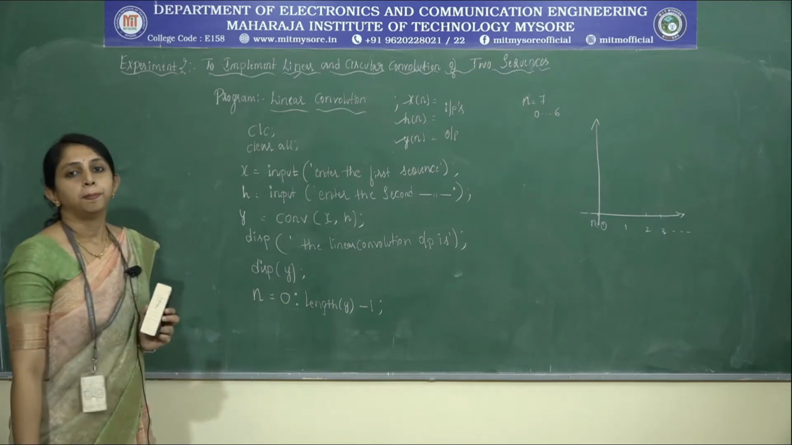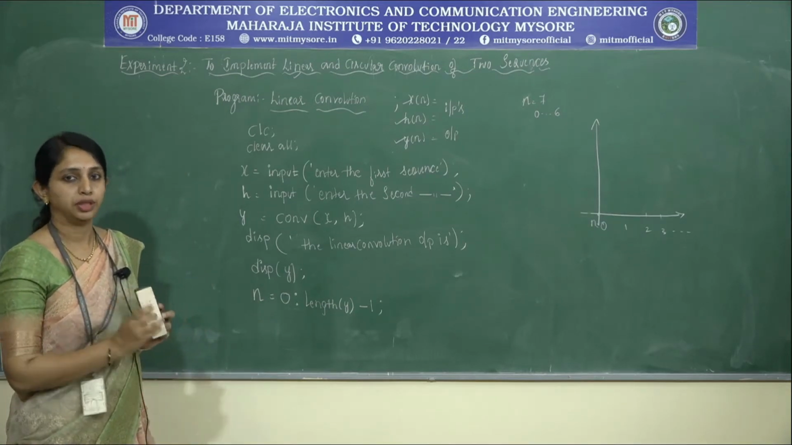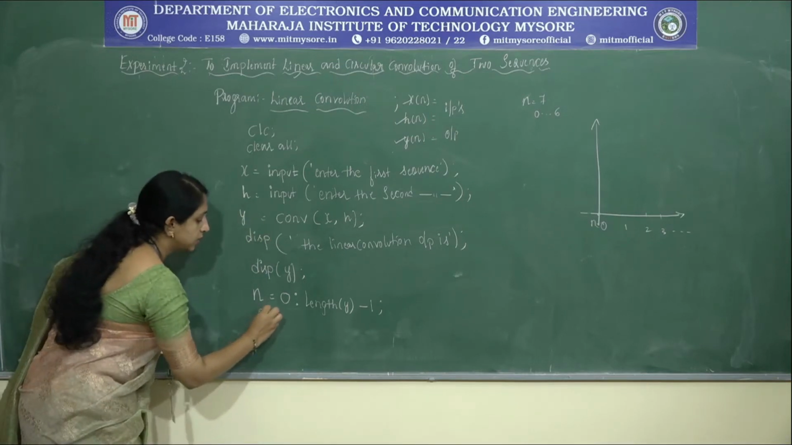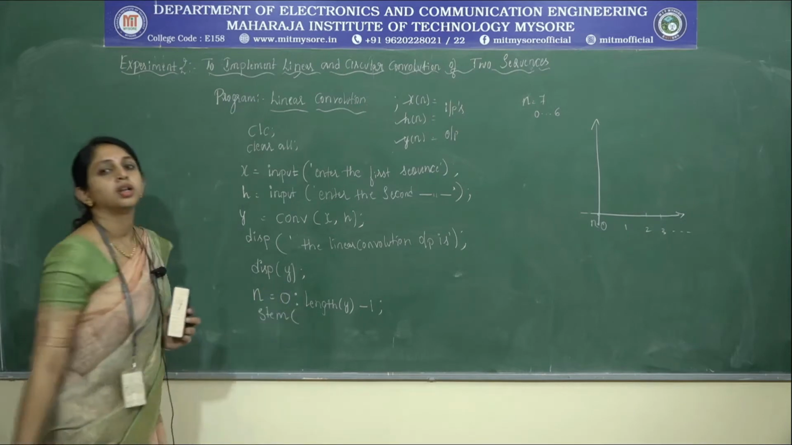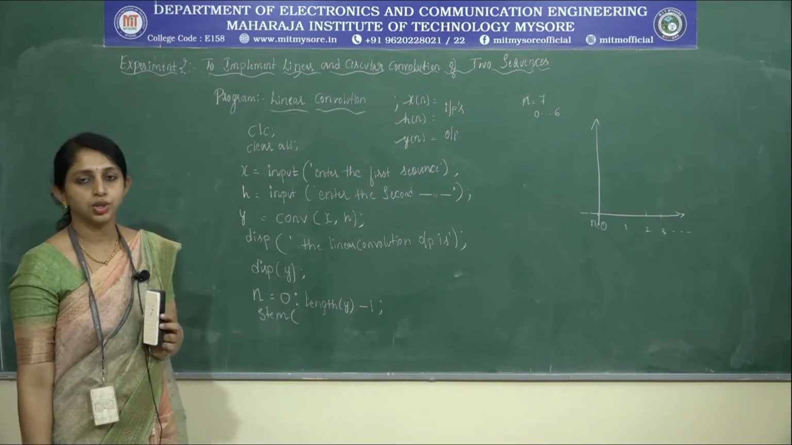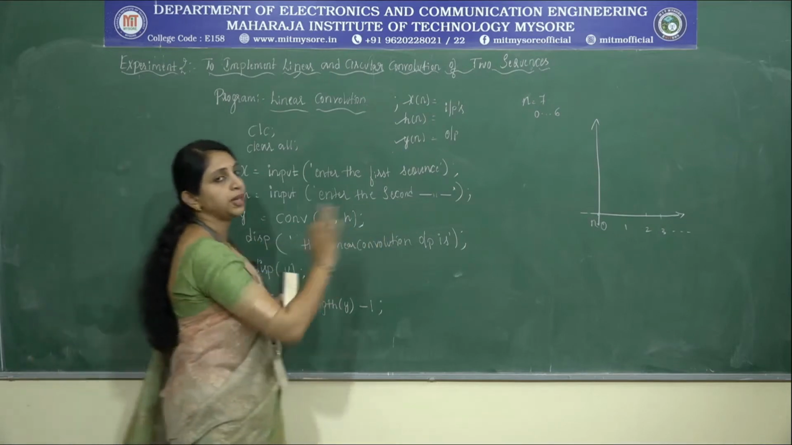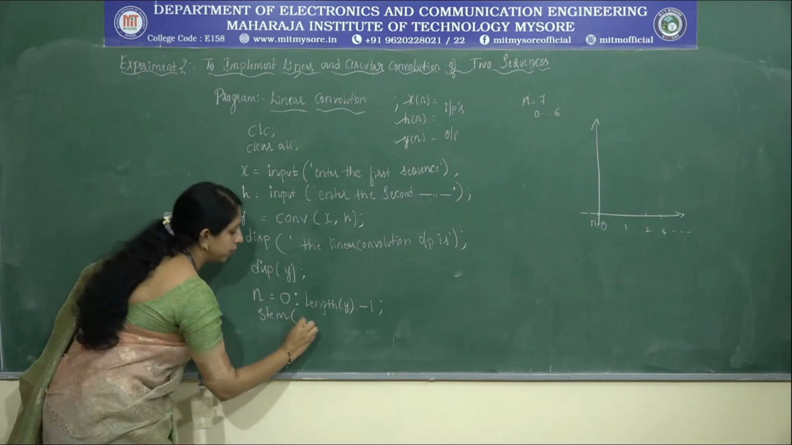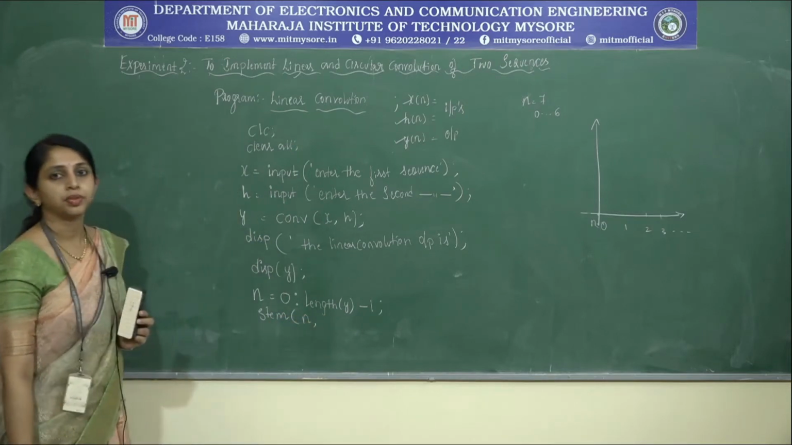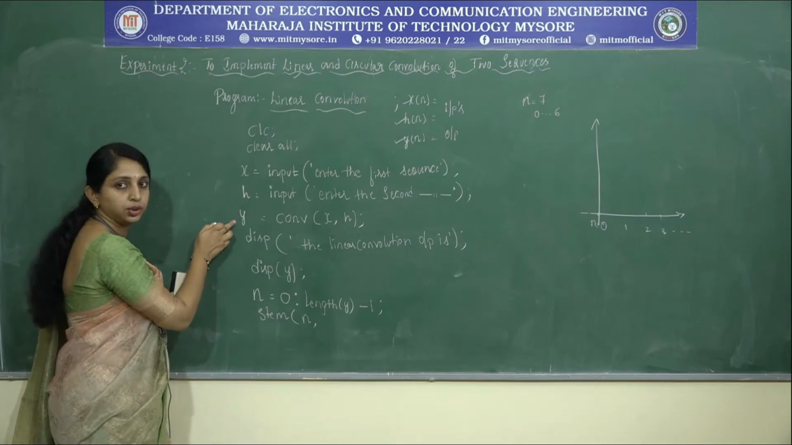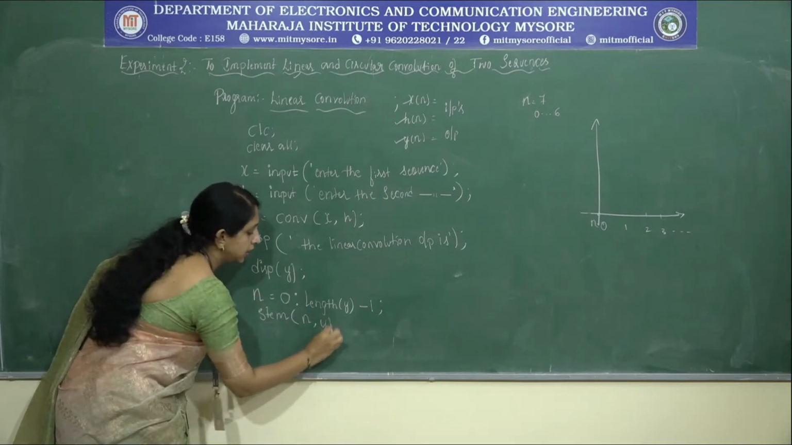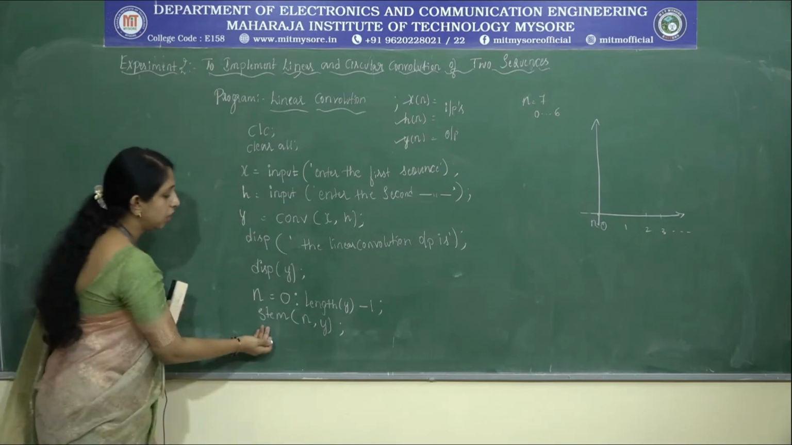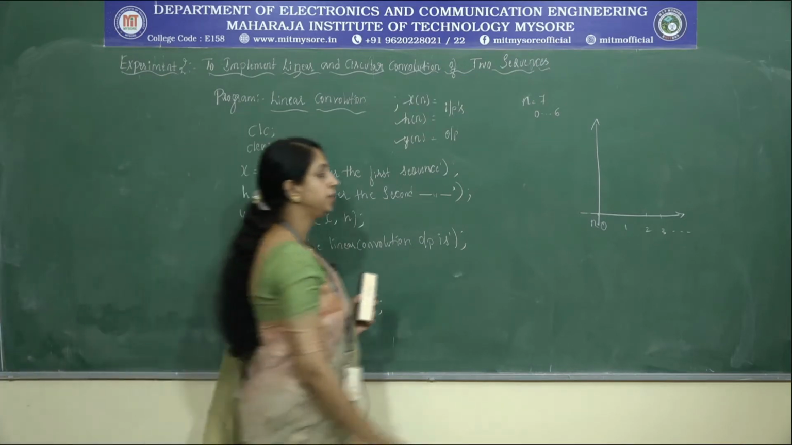Now, plot this on a figure window. Since I need a discrete value, I'll use stem. For stem or a plot function, the x-axis value should be entered first. What is the x-axis value? It is the n value. n comma. What is the output? It is assigned to y. Then you should enter the output. Give a semicolon. So now the output is displayed on the figure window.